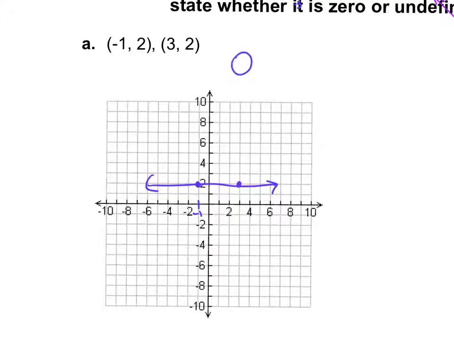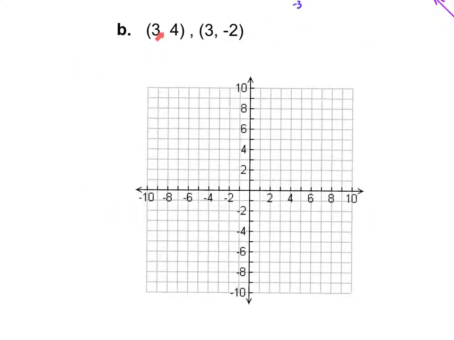The next one, you might be able to look at it and recognize, oh, look, the x repeats itself. If the x repeats itself, that means it's not a function. And if it's not a function, it's because of the vertical line test. So you could either see it just by looking at it, or you graph it, 3, 4, and 3, -2, and you connect those dots and you realize it's a vertical line. And vertical line, Vux, is undefined slope because it crosses the x-axis, as you can see right here. It's crossing the x-axis.